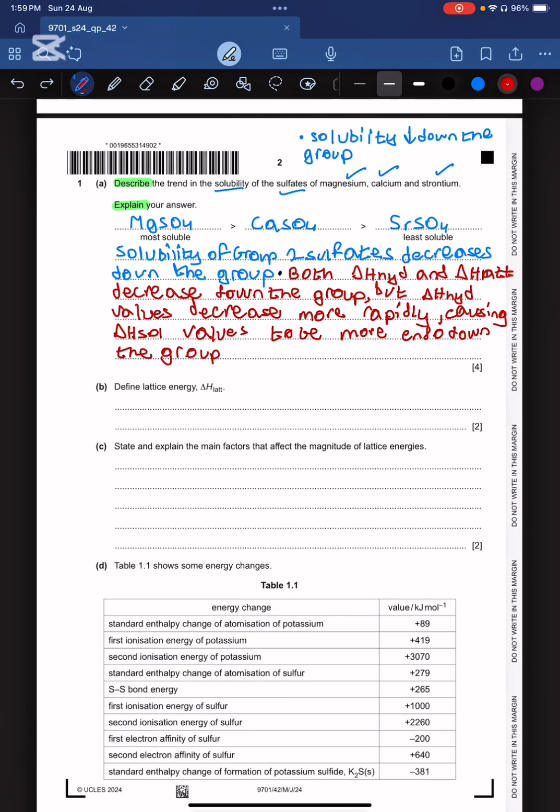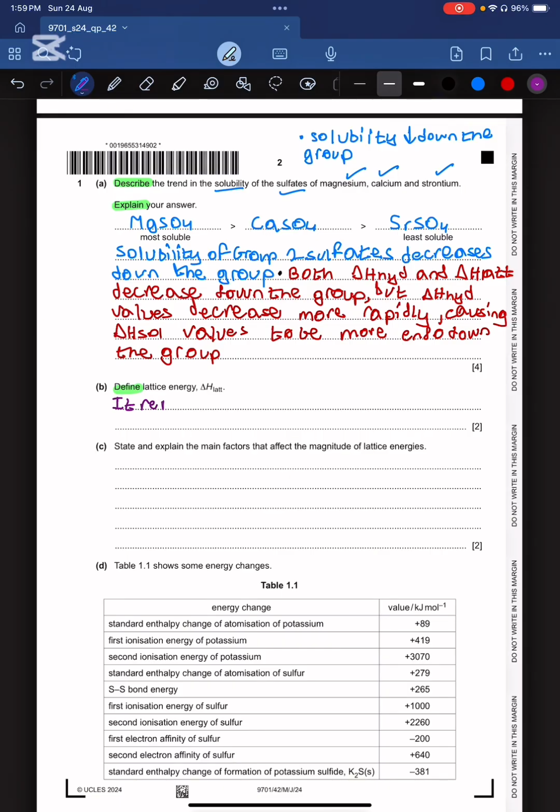Define lattice enthalpy or define lattice energy. This is simple. Definitions where it says the word define are absolutely free marks. You learn this and then you come into the exam and write it straight away. You don't need to think about it. So what is lattice energy?